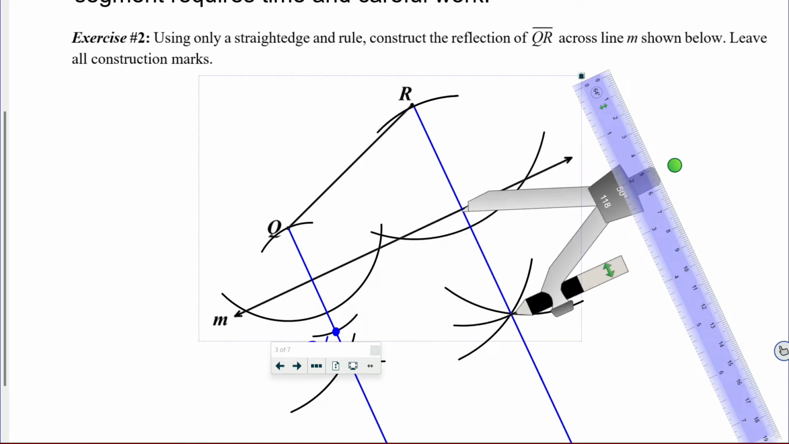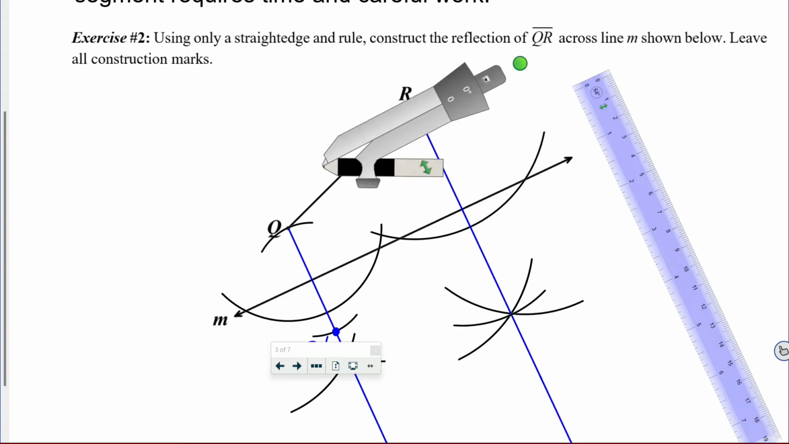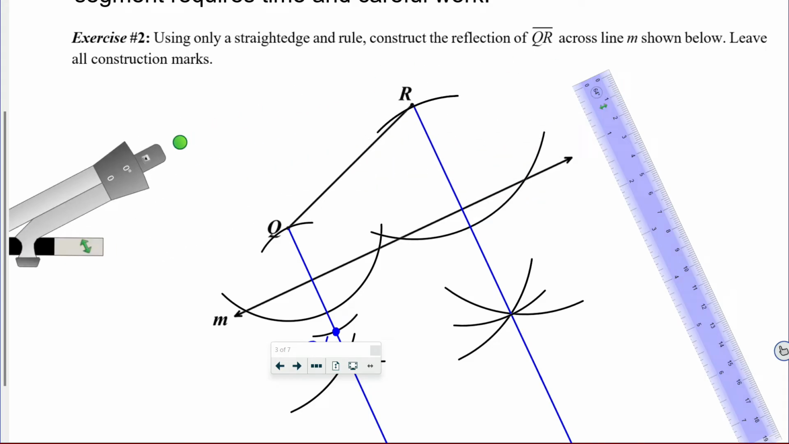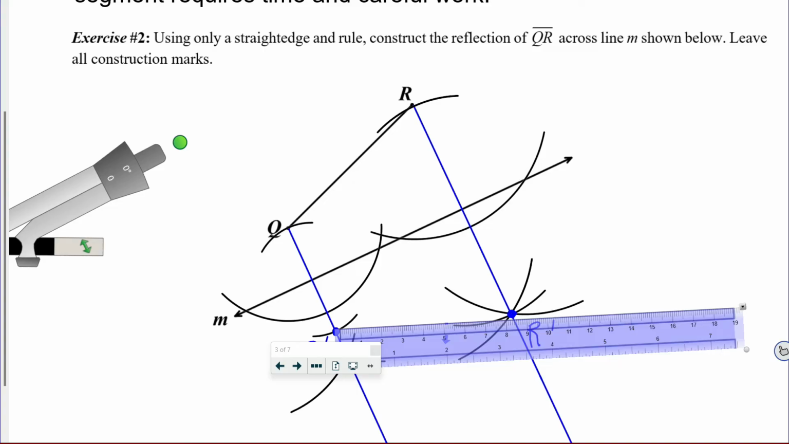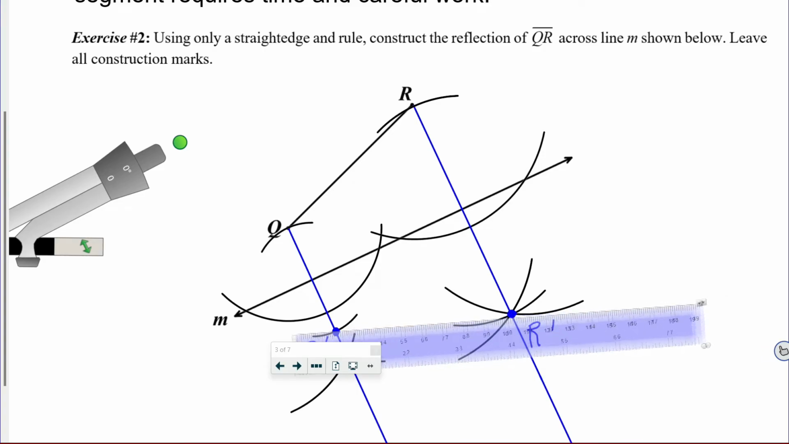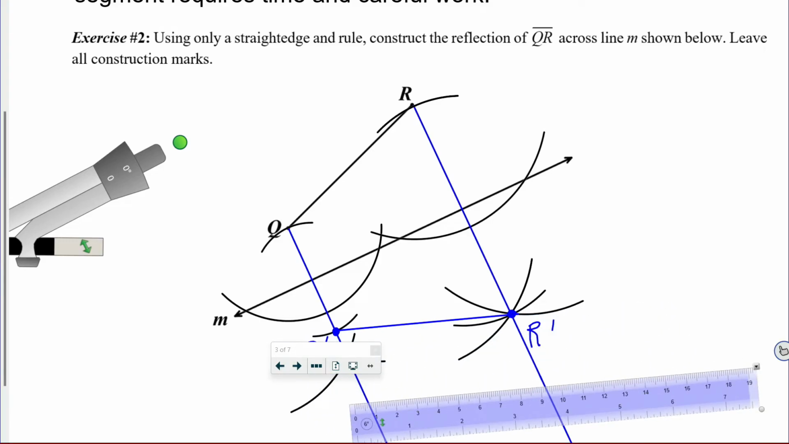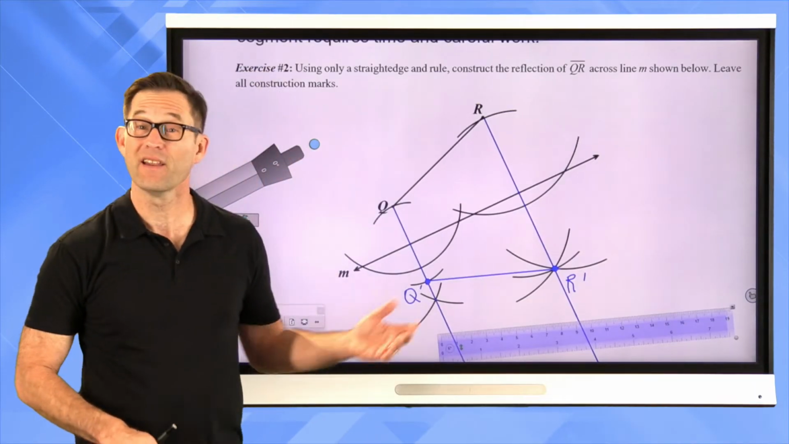That's complete coincidence that where those two original arcs intersected also ended up more or less being the location of R prime. And now the only thing I need to do is connect the 2 points with a straight line segment. And there we are. All right, let me move that out of the way so that we can get a good look at it.